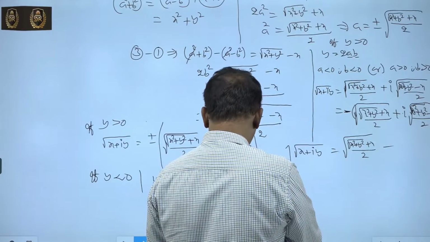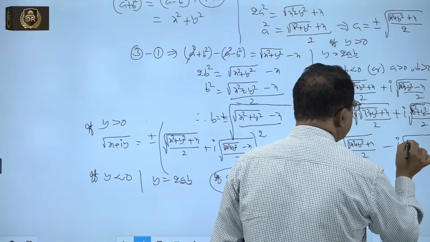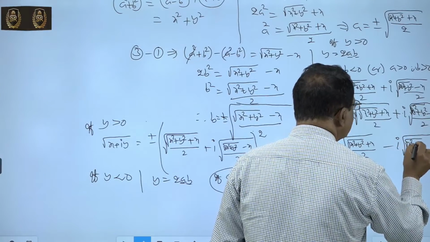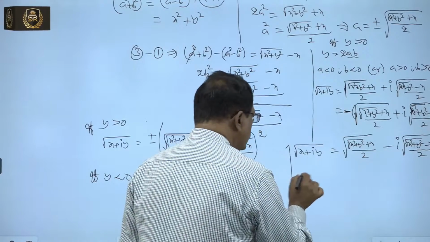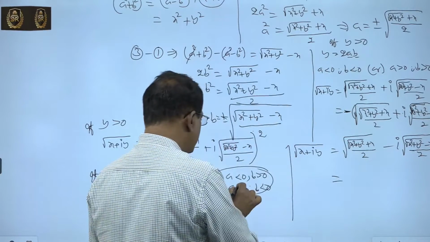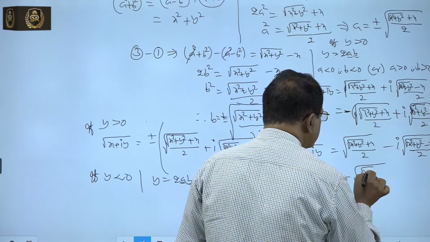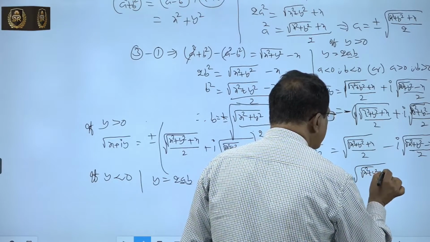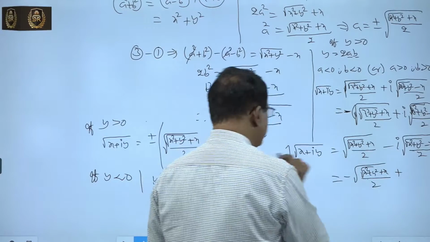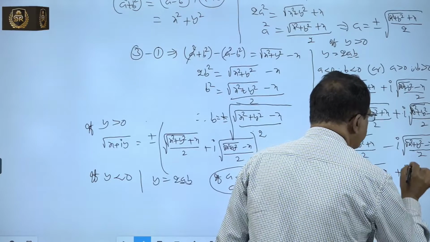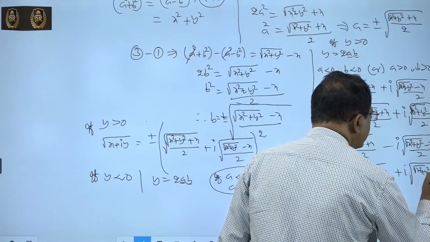B is negative: minus i into square root of (square root of x square plus y square minus x) by 2. Or if a is less than 0: minus square root of (square root of x square plus y square plus x) by 2, plus, but b is positive, i into square root of (square root of x square plus y square minus x) by 2.